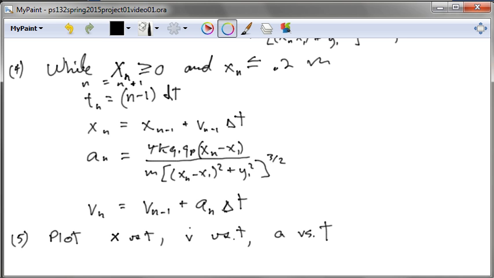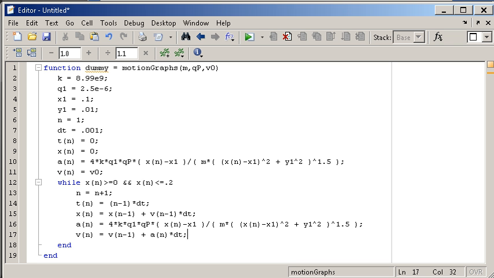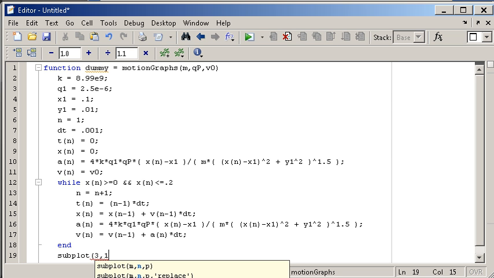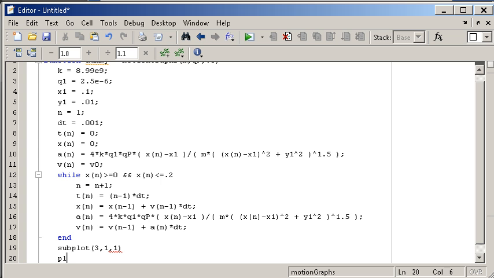Alright, so that's all we do in the while loop, and then we gotta plot these guys. So I gotta divide up the page into 3 regions. Go subplot, 3 rows, 1 column, start off with the first element. That would be in there. We plot it's supposed to be x versus t, so we go t comma x.